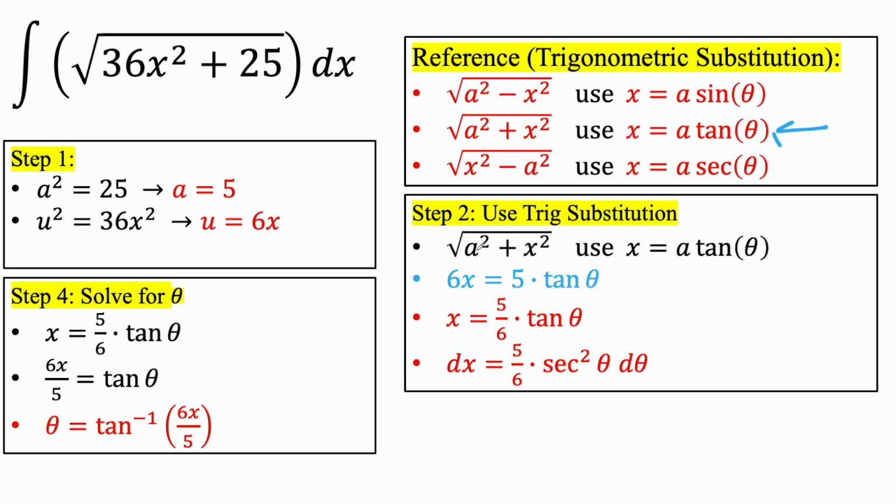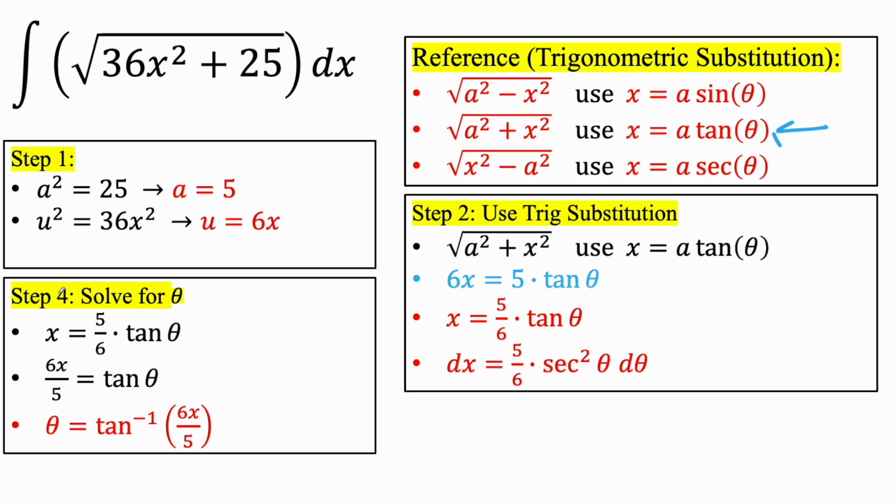Then I'm going to swap here. So I have a squared plus x squared, so we have to use x equals a tan theta. Now we're going to swap. We have 6x equals 5 tan theta. We want to isolate for x, so divide by 6, and x is equal to this. Then we're going to take the derivative of this piece, and the derivative of tan theta is going to give us secant squared theta, d theta.